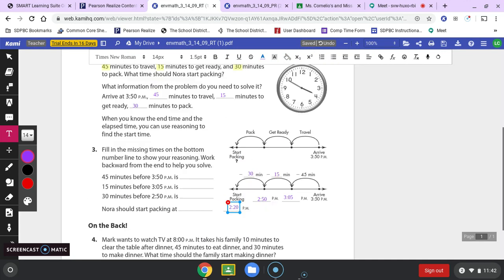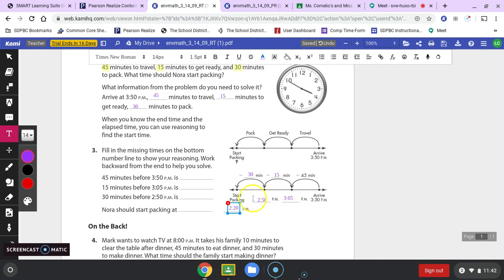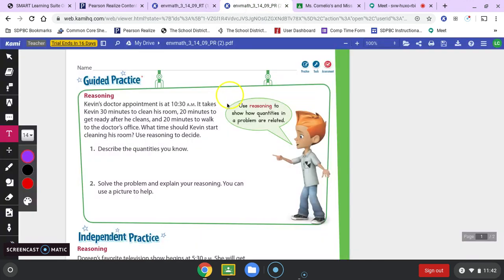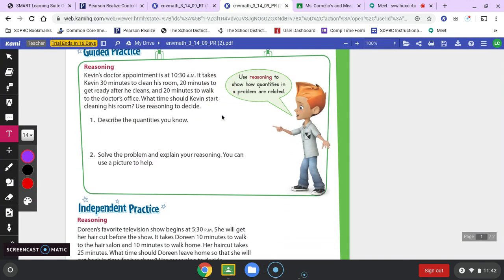Okay, so we're just using a number line. Theirs is a little different in how we jump using hours and equal times, but here they're jumping by wholes. All right, it says Kevin's doctor appointment is at 10:30. It takes Kevin 30 minutes to clean his room, 20 minutes to get ready after he cleans, and 20 minutes to walk to the doctor's office. What time should Kevin start cleaning his room?